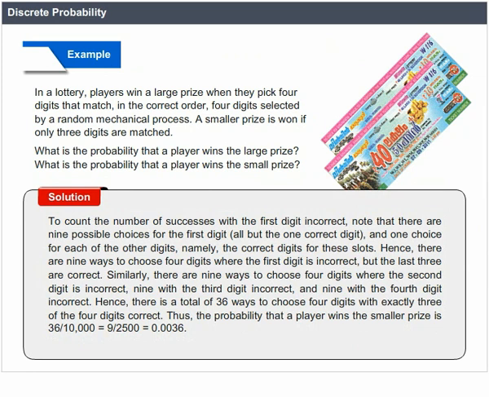Thus, the probability that a player wins a smaller prize is 36/10,000 equals 9/2,500 equals 0.0036.